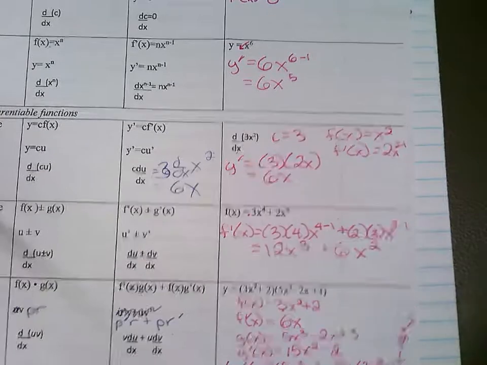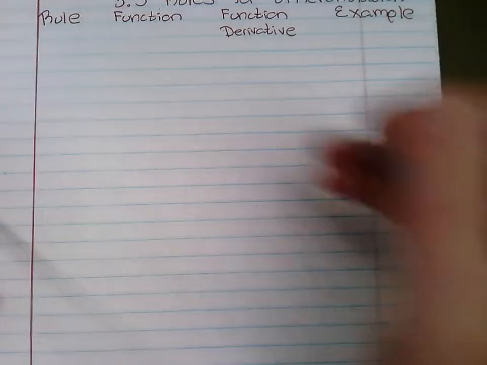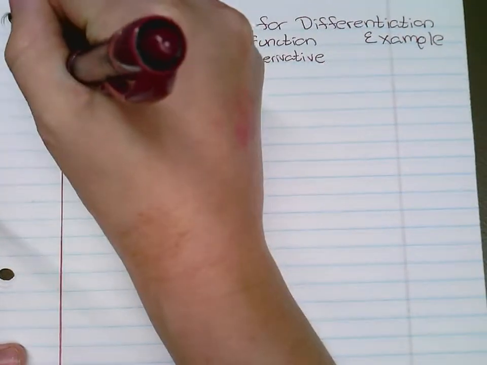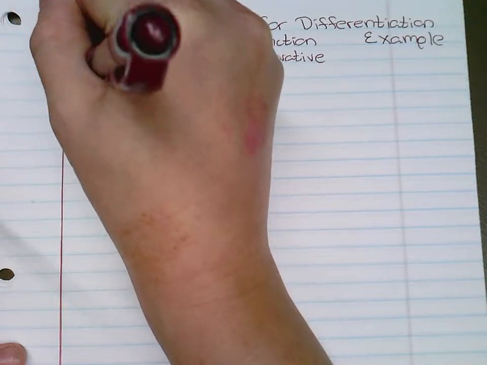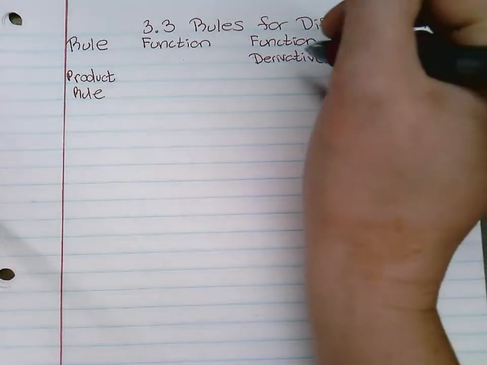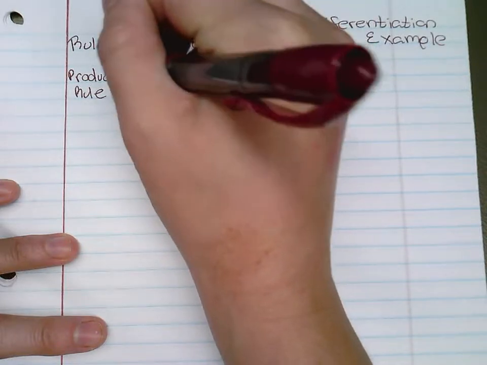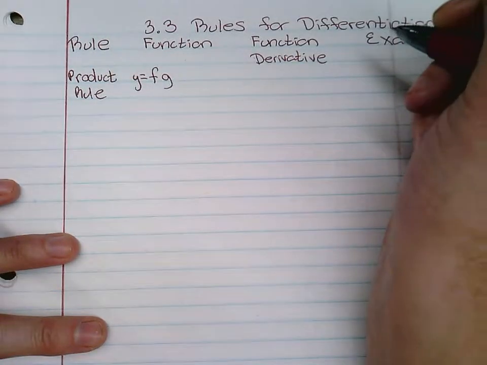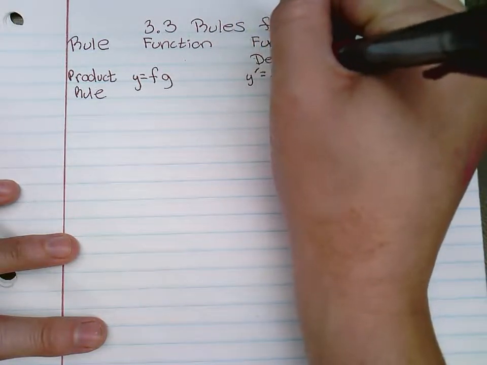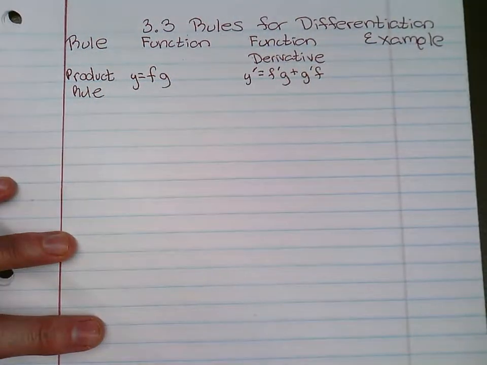Okay, now we're going to do the product rule. The product rule is when you have two functions, I'm going to use f and g. So say you have y equals f times g. The derivative of that is going to be y prime equals f prime of g plus g prime of f. So you're just alternating derivatives.